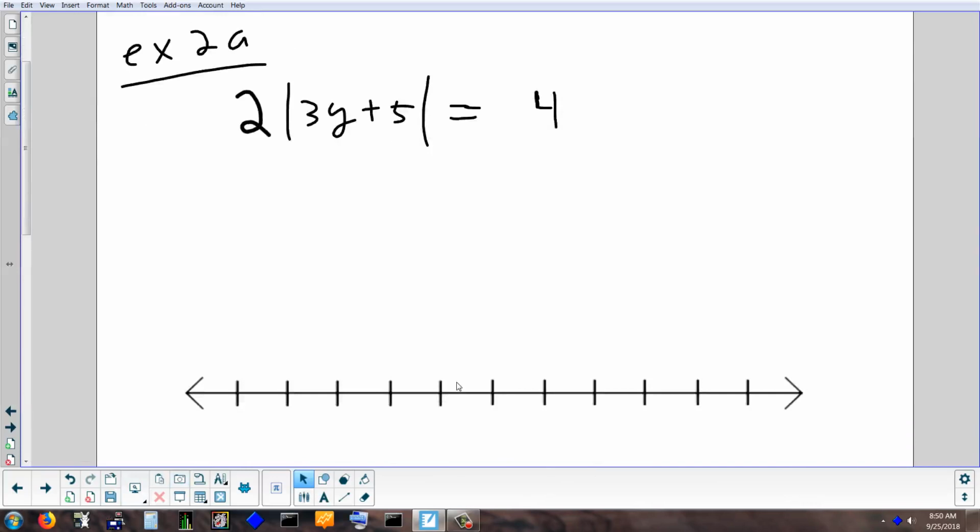Why is it not as simple? We get the 2 attached to the absolute value. So to get the absolute value by itself, what do I have to do? I think we have to divide each side. Yeah, divide. Like I said, treat it just like a big X.